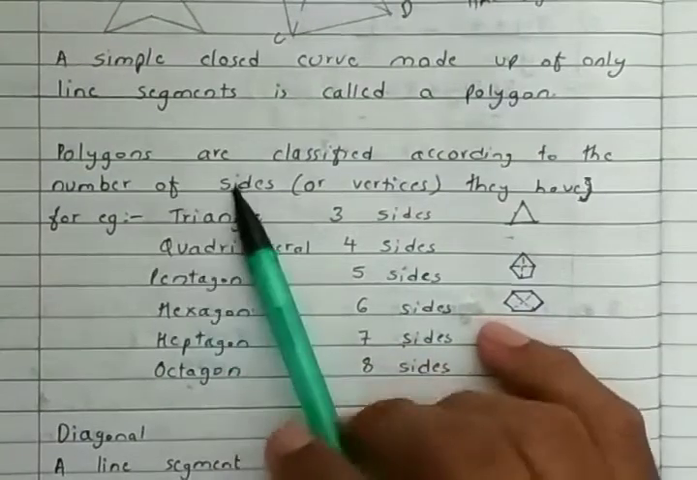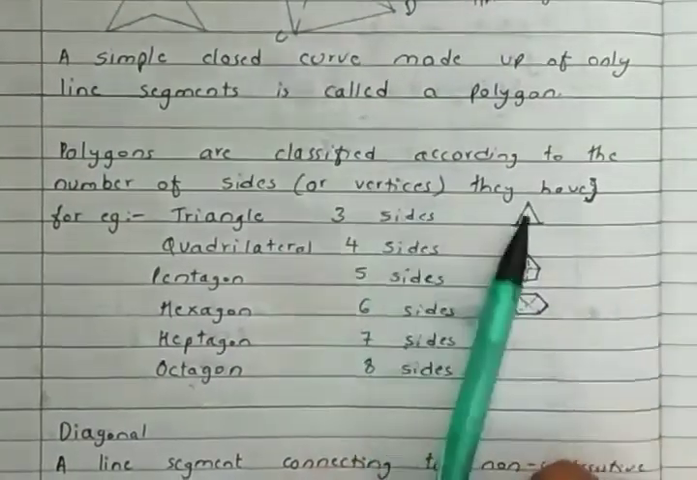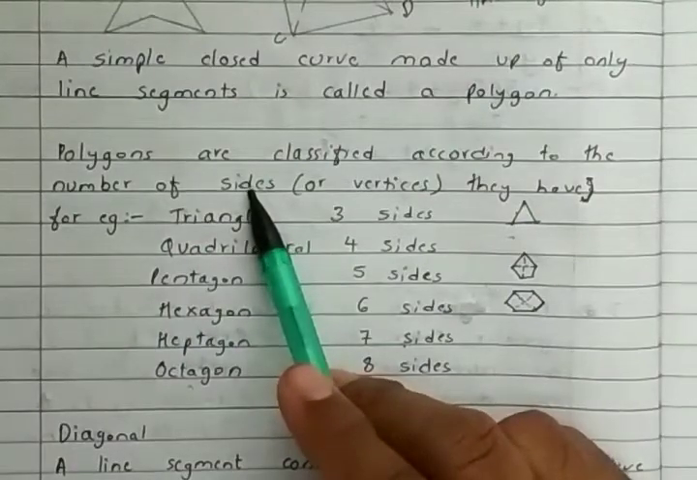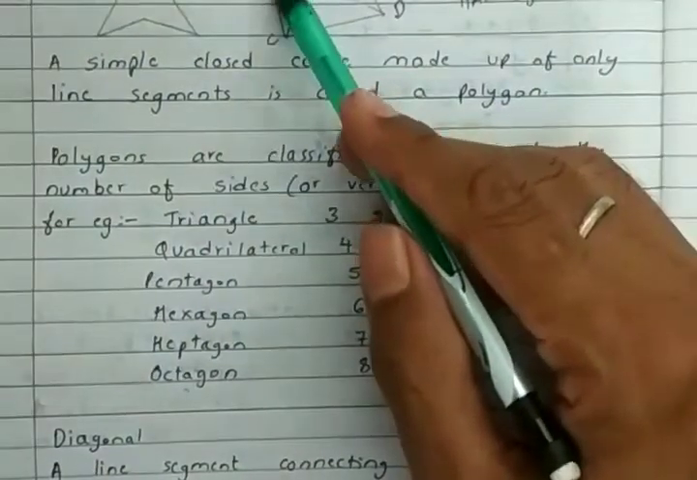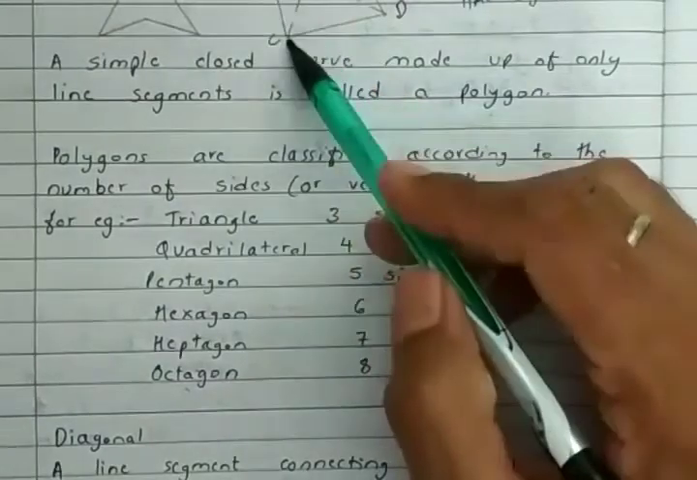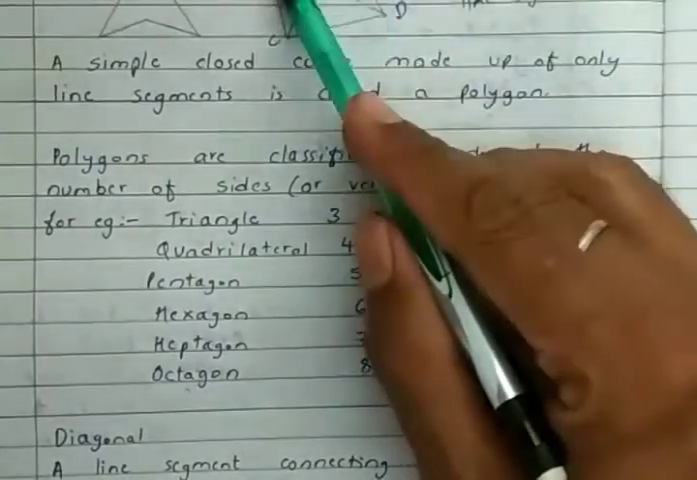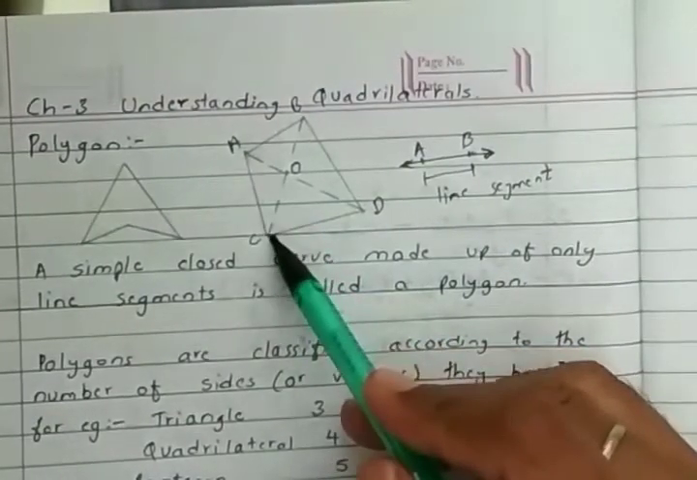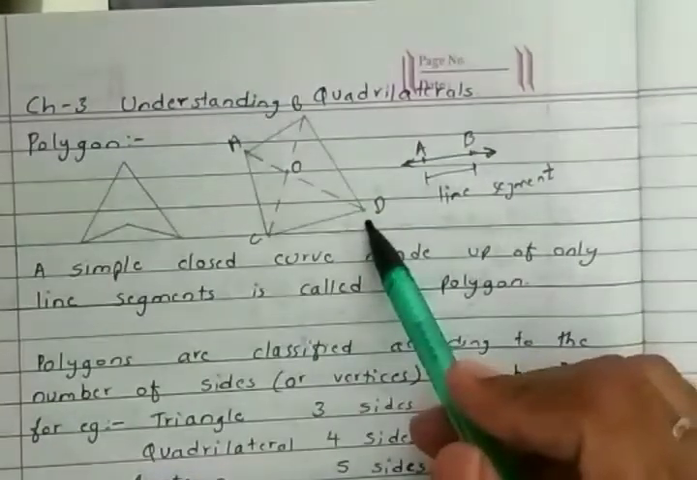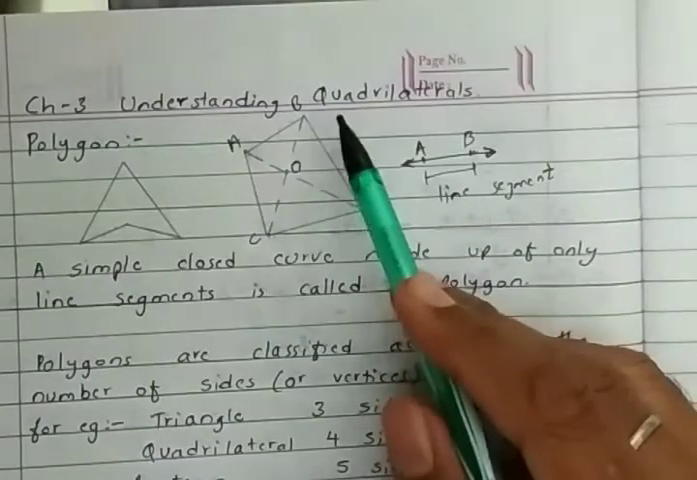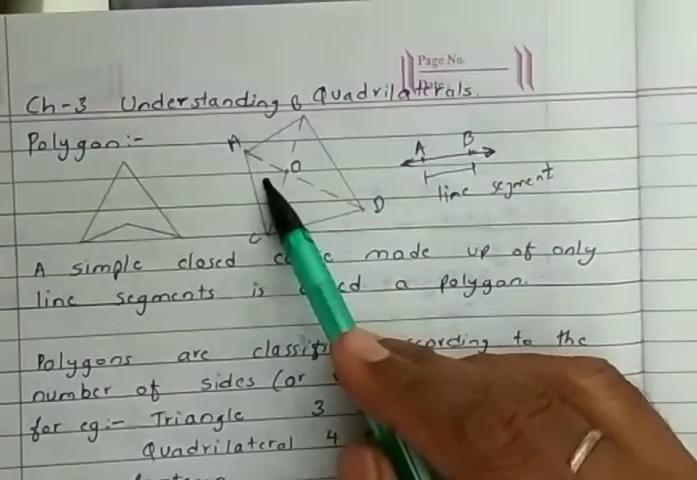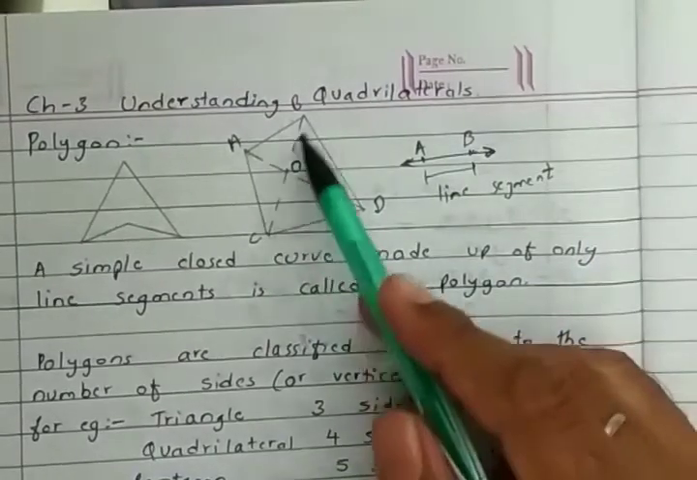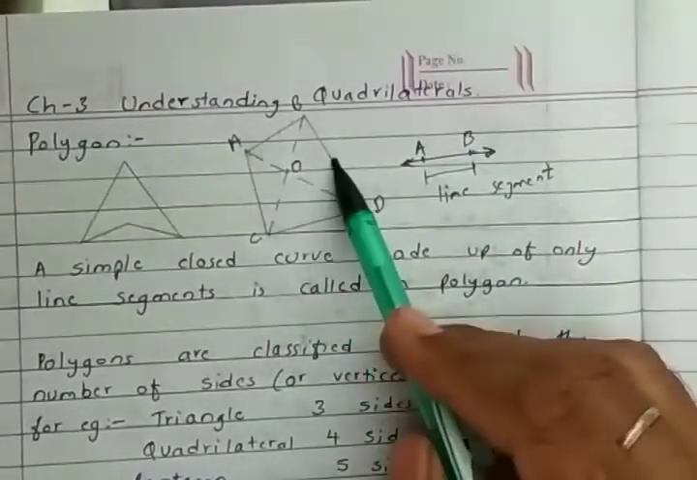Now how are polygons classified? They are classified according to the number of sides. This is a 4-sided polygon. 1, 2, 3, 4. Okay. AC is one side, CD is another side, BD is another side, and AB is another side. So it has how many sides? 4 sides. So you can call this polygon as a quadrilateral.